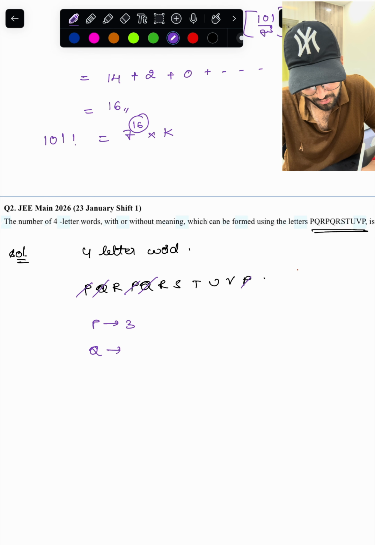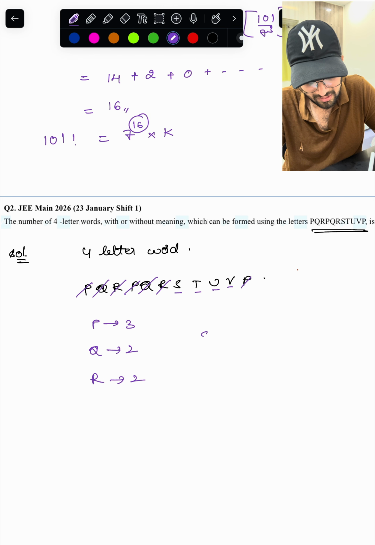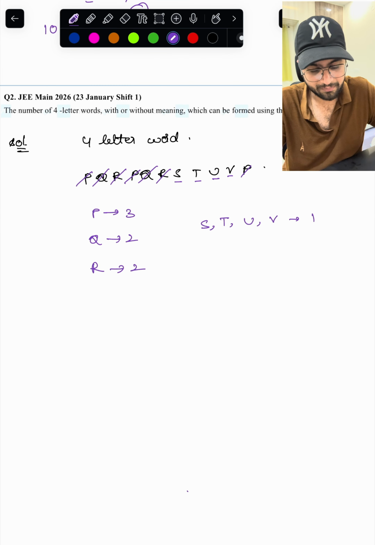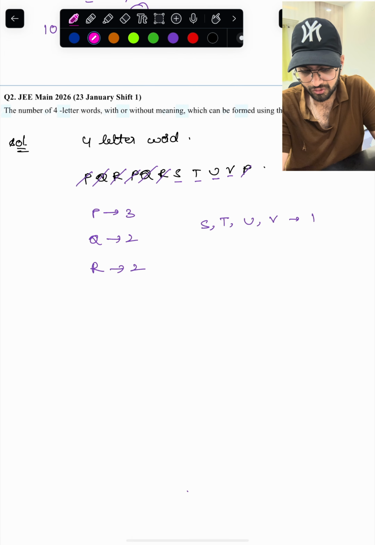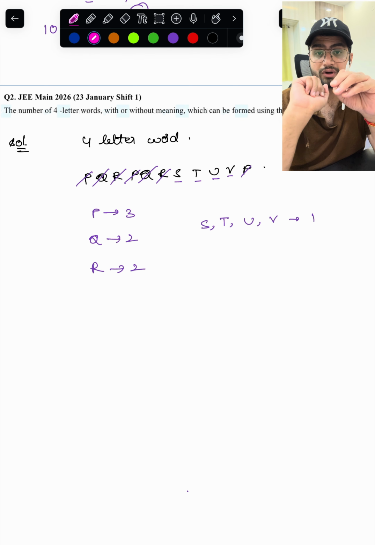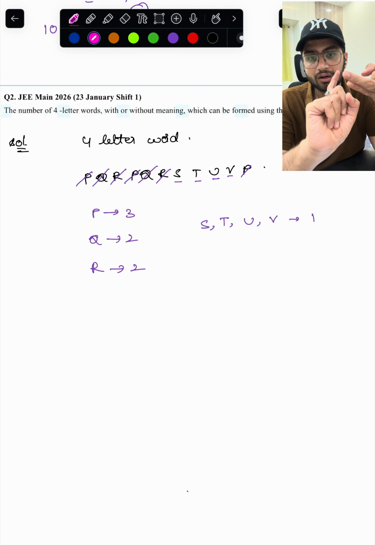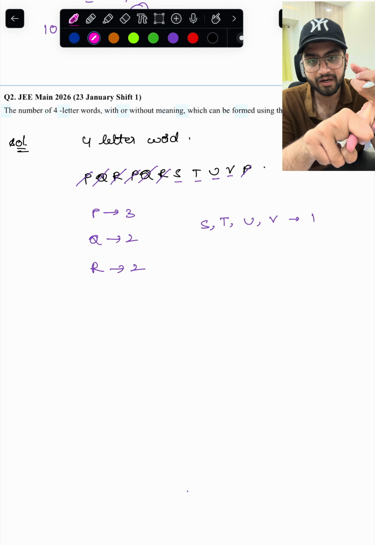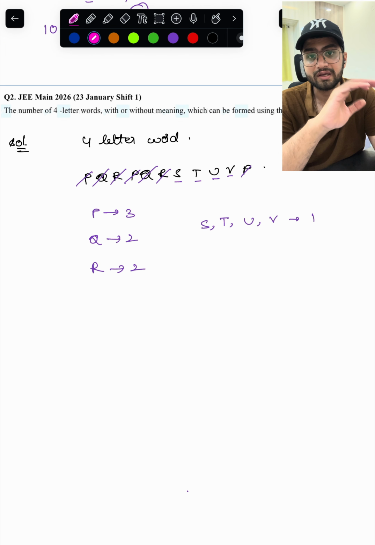How many Q's? 1, 2. How many R's? 1, 2. The remaining S, T, U, V are single letters, one time each. Now using these letters we need to form a 4-letter word. In what perspective you have to think is, that 4-letter word can contain all distinct letters, one possibility, or 2 of the letters can be repeated, or 3 of the letters can be repeated, or 2 of the letters repeated twice.